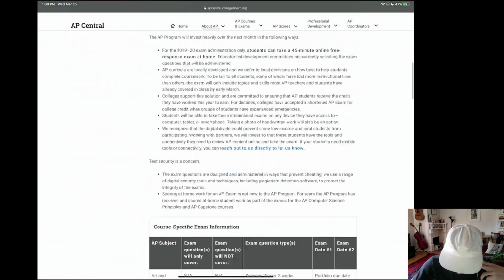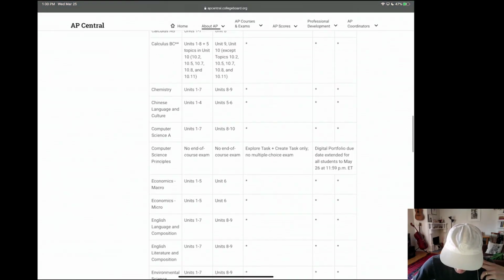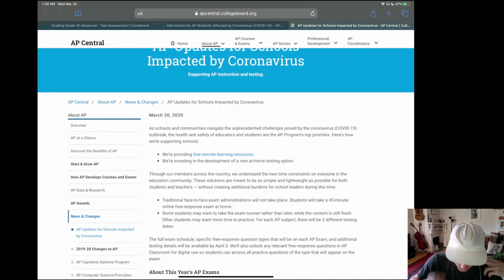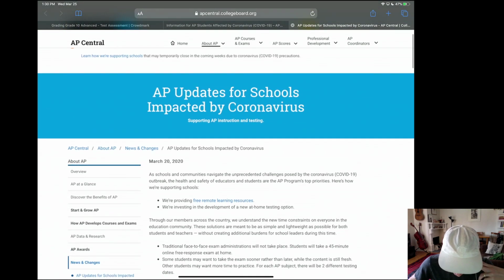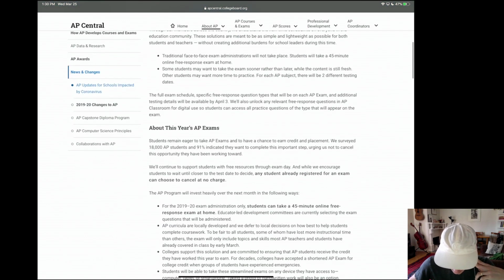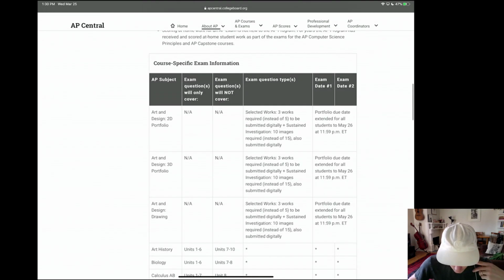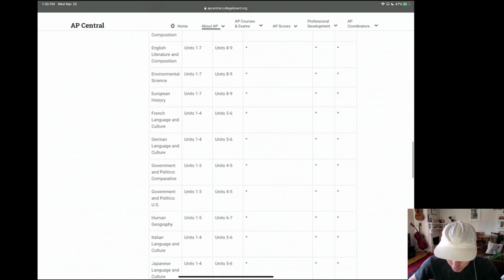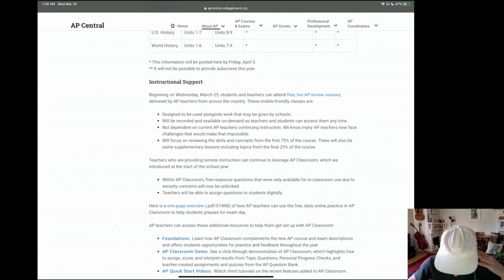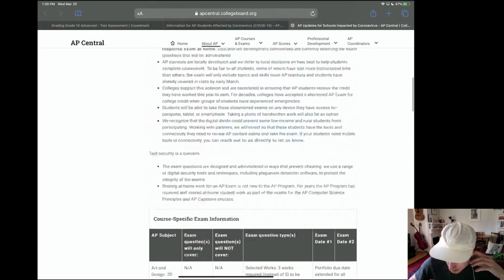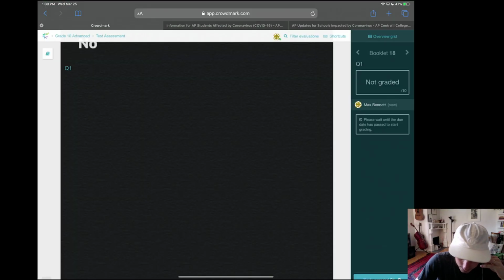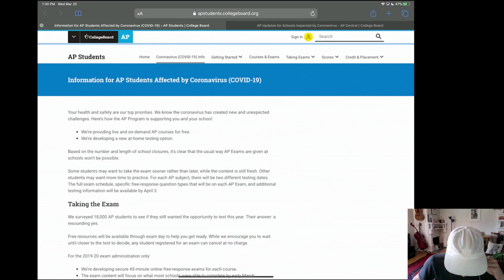There's a few other links, and I just want to make sure that everyone has these. This one is regarding what the exams are going to look like. Take a look through this, and if you have any questions, let me know. I'm not going to just sit here and read it to you; you can take a look at this yourself. That's what I wanted to show you first.